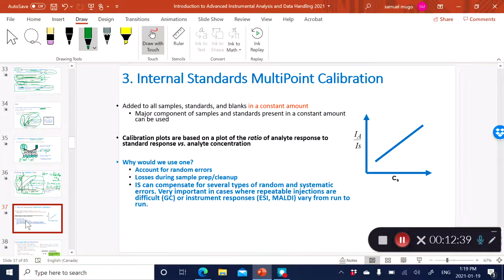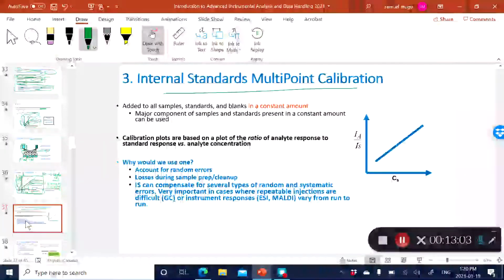Now, the other calibration method is the so-called internal standard method. Take note of the following. Standard addition corrects for matrix effects. However, we still have another problem. Instruments, in general, are known to have some random variations over time. So they may drift over time.